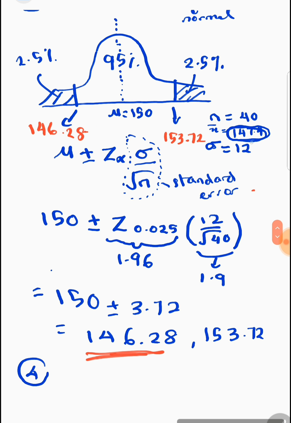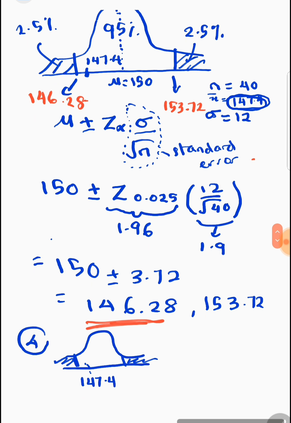So 147.4 is clearly somewhere here, right? So this is actually my 147.4. What does this tell us then? If I am just drawing it out again, I can see that this is a region, this is a region, and when tested, my 147.4 is not in the shaded region, right? So this shaded region is also what we call the rejection region.